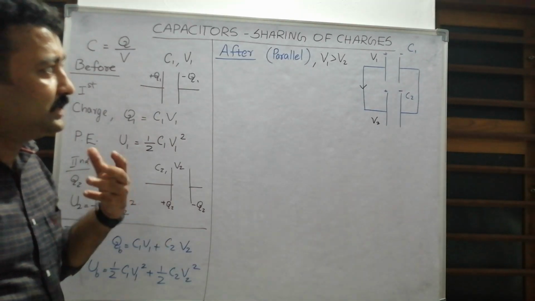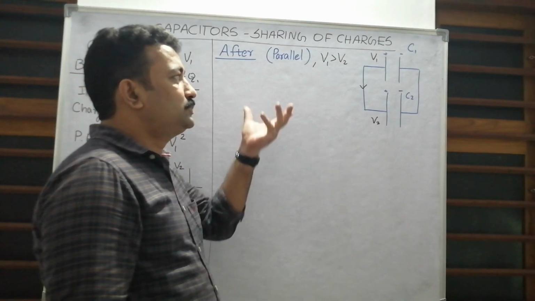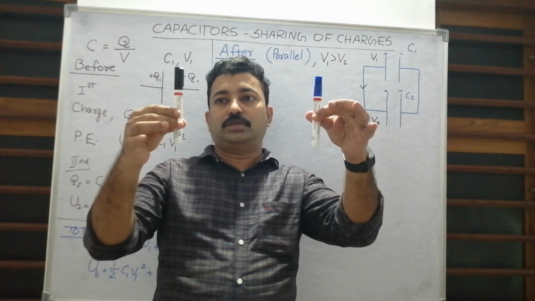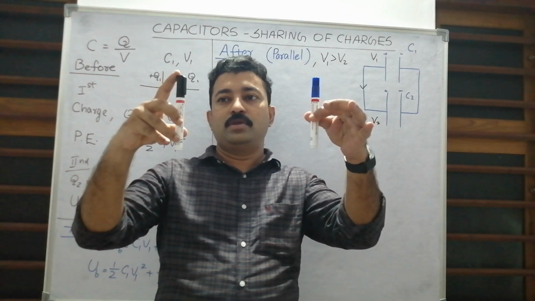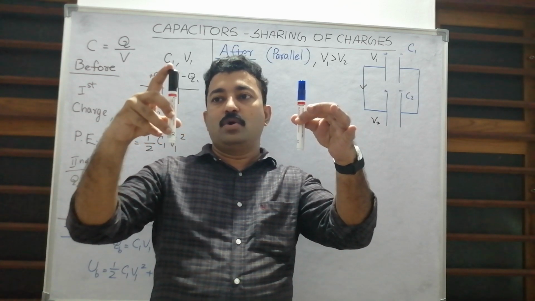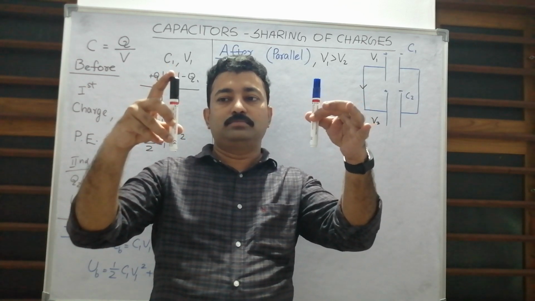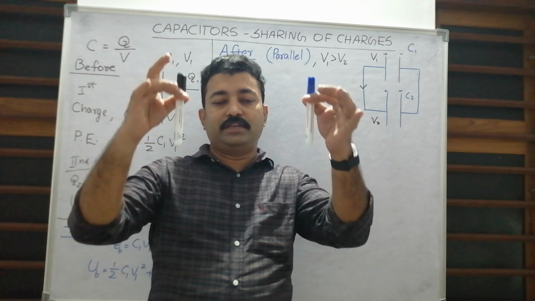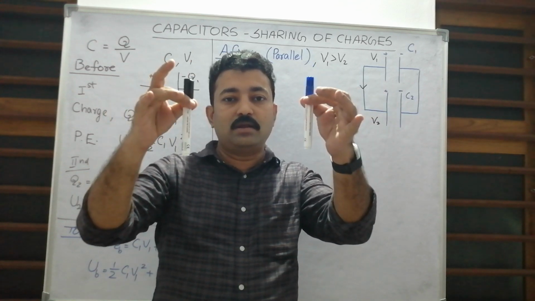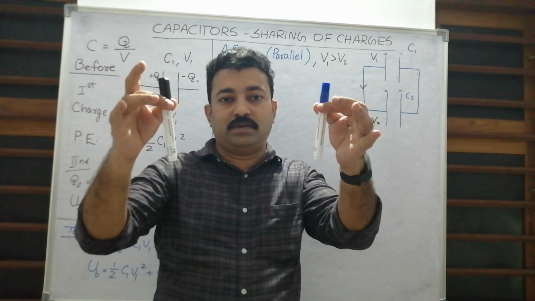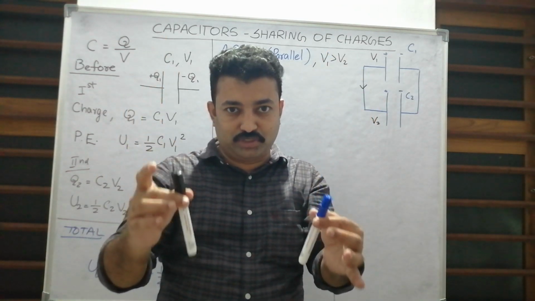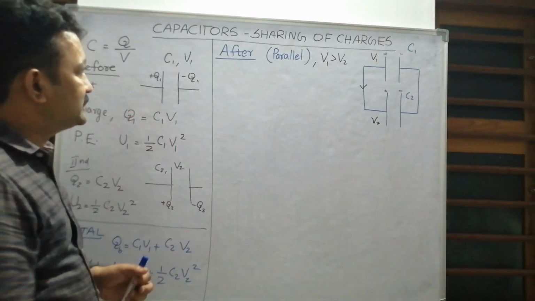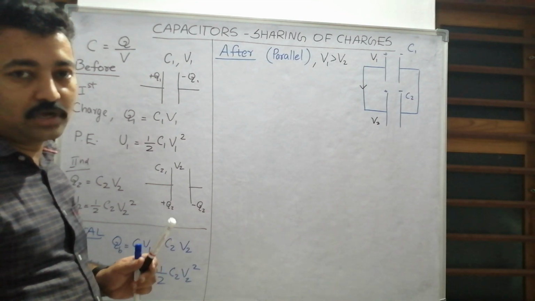Until which moment will it flow? Suppose there are two columns in which I am filling water. One is filled fully and the other is filled half. If I connect them with a tube, what will happen? Water will flow from the higher column to the lower column, till they attain a common height. Or we can say that the flow will happen till they attain a common potential. So we are going to start the analysis of the problem.